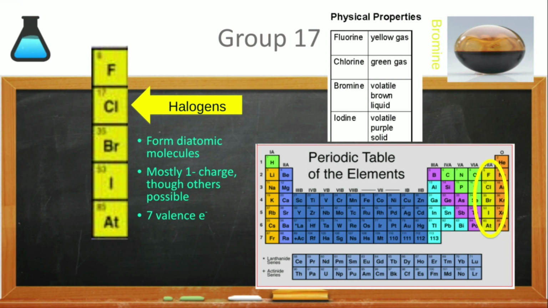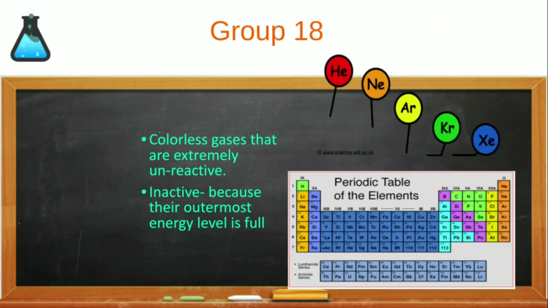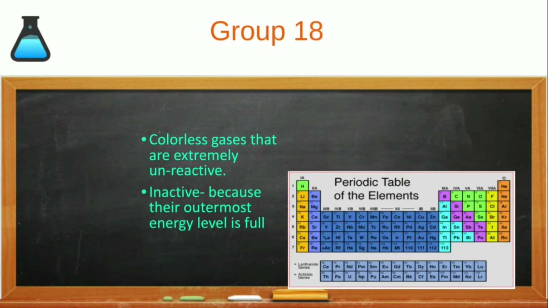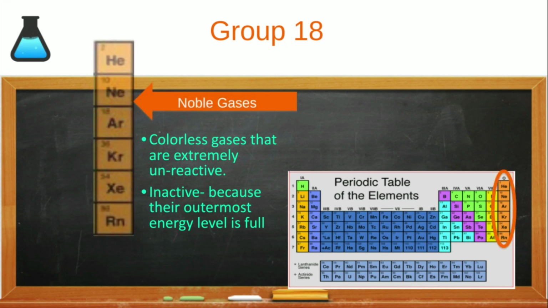The last group that you have to know about are called the noble gases. Group 18 gases are colorless gases that are extremely unreactive. They are unreactive because they have a full valence shell.